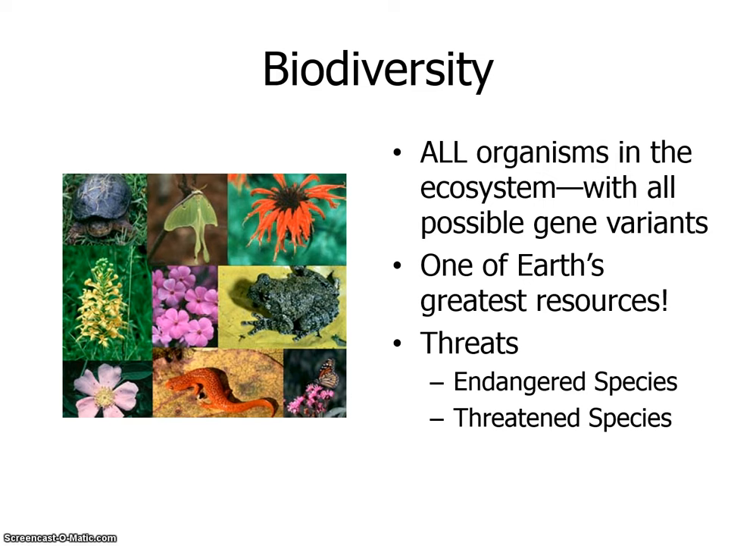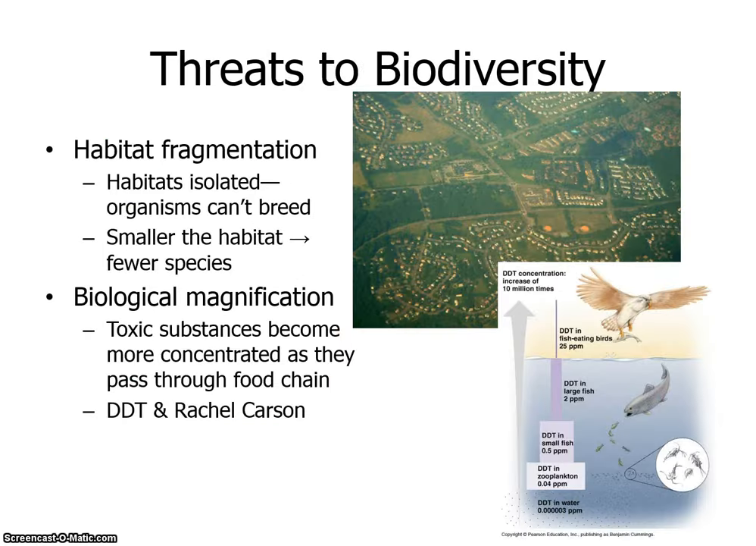Some of the threats to this biodiversity are endangered species and threatened species. If you didn't know, endangered species are very close to going extinct. Threatened species, how to explain it? Think of thunderstorms. We can have severe thunderstorm warnings and severe thunderstorm watches. An endangered species would be like a warning, and a threatened species would be like a watch.